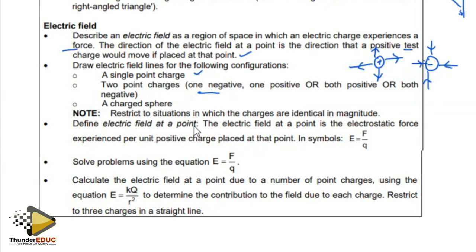Okay. Then they said we're going to restrict this to just charges that are identical in magnitude. Okay, beautiful. Okay, define what electric field at a point is. Okay, it's the electrostatic force experienced by a unit positive charge. So just know how to define that and also the formula. How to solve problems using that and calculate the electric field at a point using this formula.